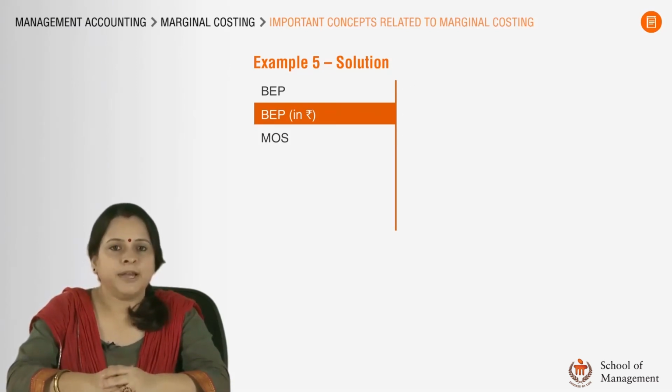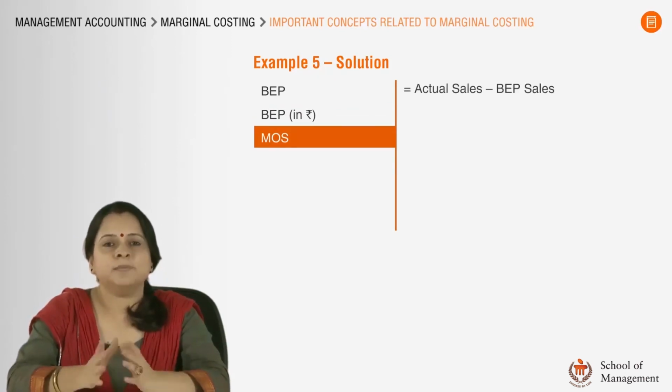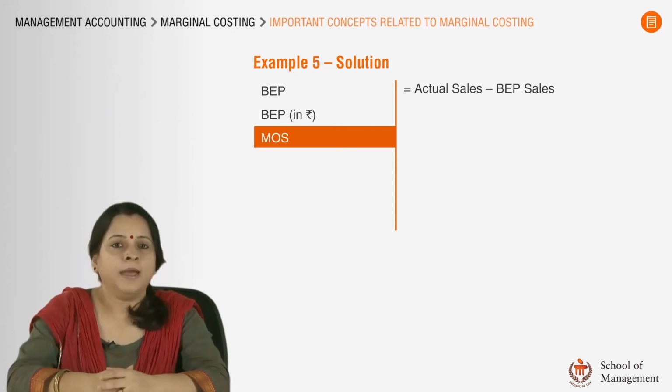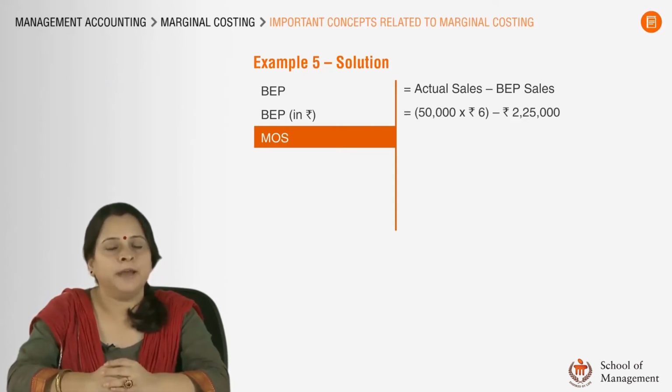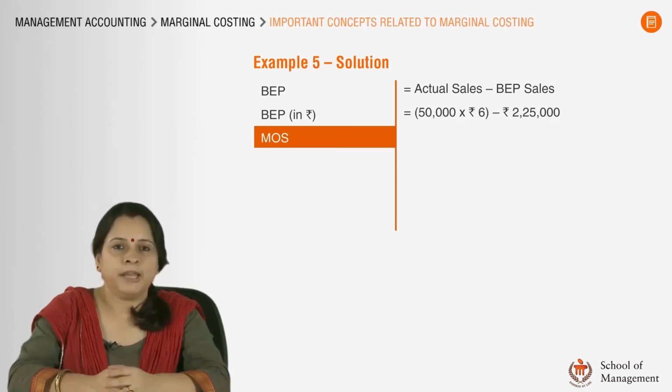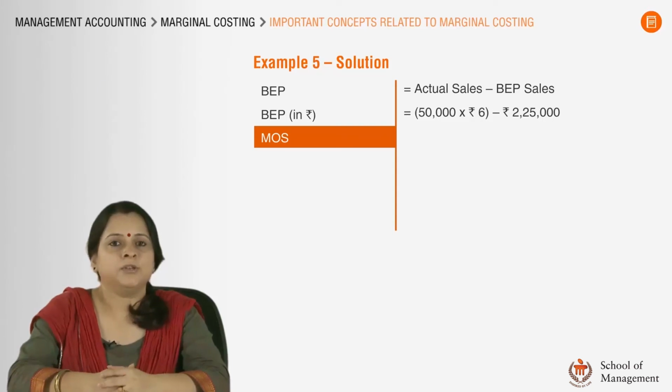The next step is to calculate margin of safety. The formula for this is actual sales minus break-even sales. Actual sales is 3 lakhs, that is 50,000 units multiplied by 6 rupees, and break-even sales is 2,25,000, which we have just calculated. So, the difference between these two amounts is 75,000 rupees.